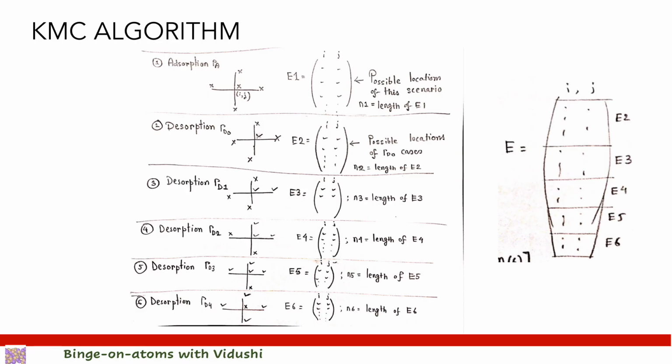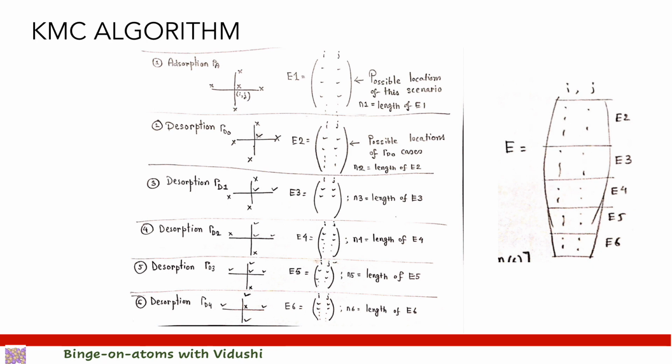This is how it is done. This is a rough write-up of how this selection takes place. So if the site is empty, there is no atom present, there is a possibility of adsorption, and this location is stored in the E1 matrix.